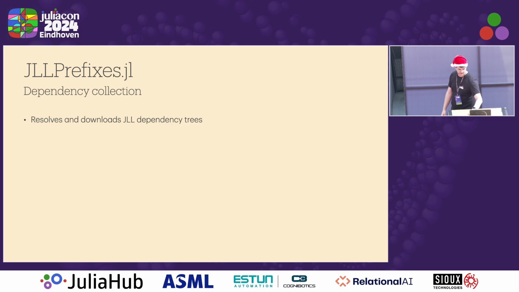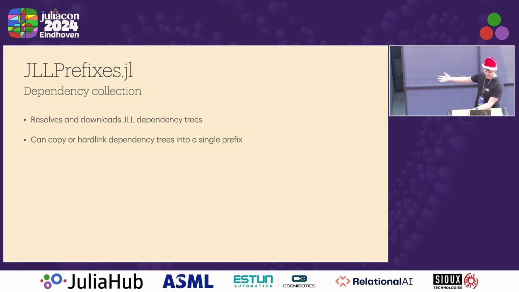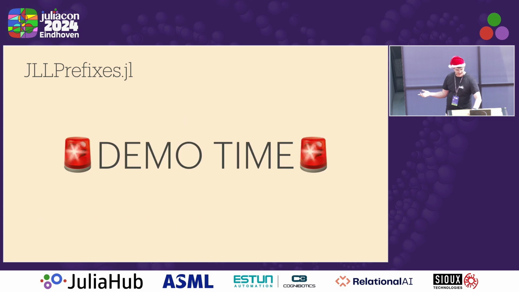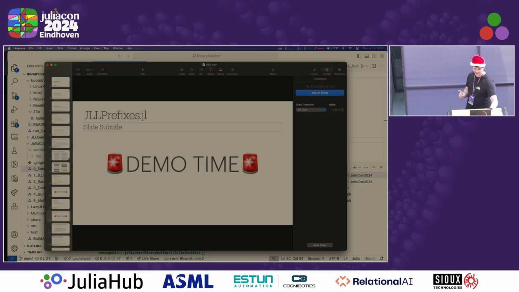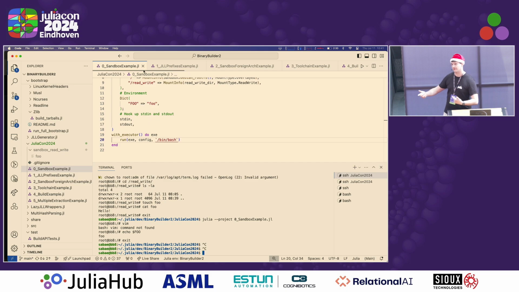So JLL Prefixes is basically a way to get stuff in the way that BinaryBuilder wants. It's not exactly that exciting. But the cool thing about it is that it allows you, as a user, to get JLLs, unpack them into a prefix, and then use them outside of Julia if you want to. This is how we unpack things like GCC, glibc, binutils, et cetera.